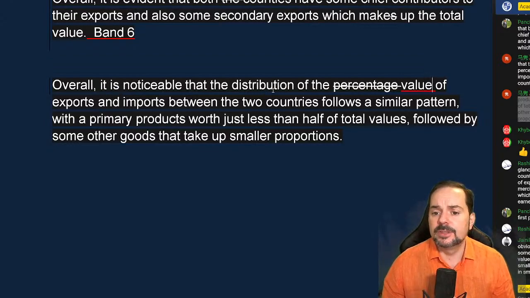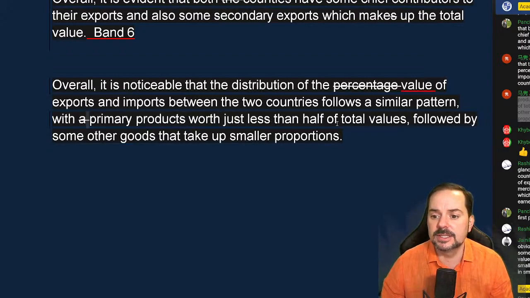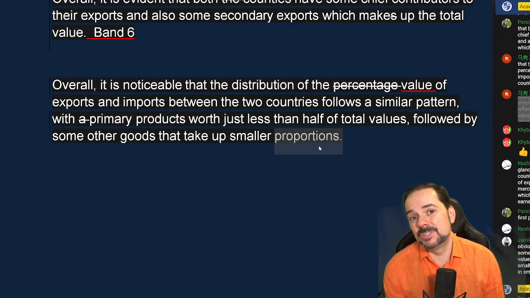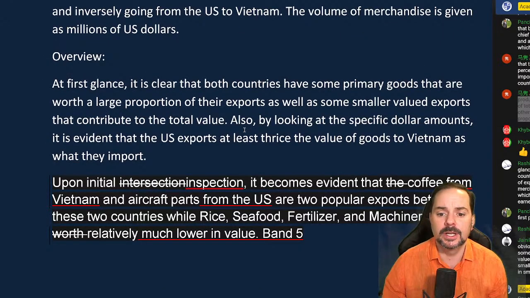So overall, it is noticeable that the distribution of the value of exports and imports between the two countries follows a similar pattern. Good, with primary products worth, it's 2 of them here, you have s, so careful with the with primary products worth just less than half of total values. Okay, so you have values there, that's good. Okay, followed by some other goods that take up smaller proportions. Okay, good. All right. So June, that would be like a band 7. Okay, simply because of this critical mistake here, and also because you're not really including this piece here.